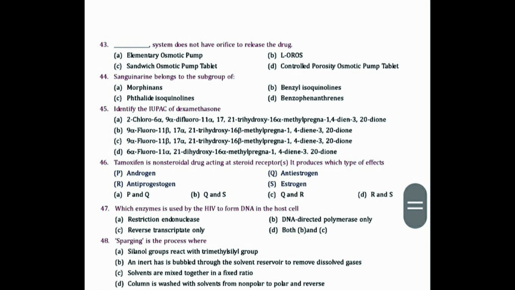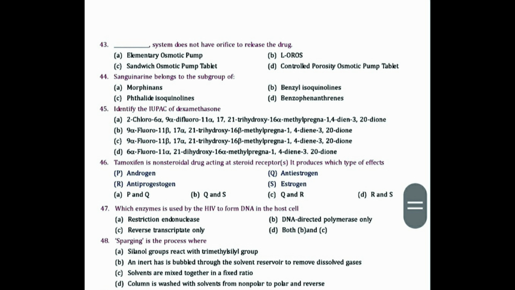Question number 44. Sanguinarine belongs to the subgroup of: option A, morphinans; B, benzyl isoquinolines; C, phthalide isoquinolines; D, benzophenanthridines. The correct answer for this question is option D, benzophenanthridines. Sanguinarine is a toxic polycyclic quaternary ammonium ion. It is a benzophenanthridine alkaloid, an alkaloidal antibiotic, and also an antifungal antibiotic.